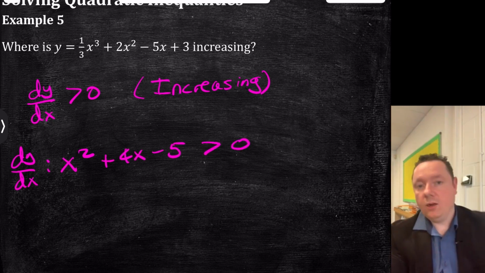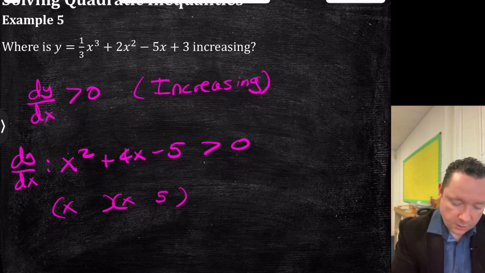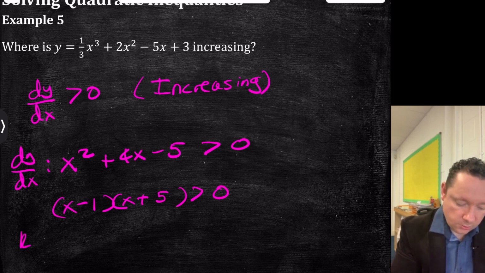So we can just solve that quadratic inequality. x and x, 5 and 1, plus 5 minus 1. So our roots are x equal to 1 or x equal to minus 5.